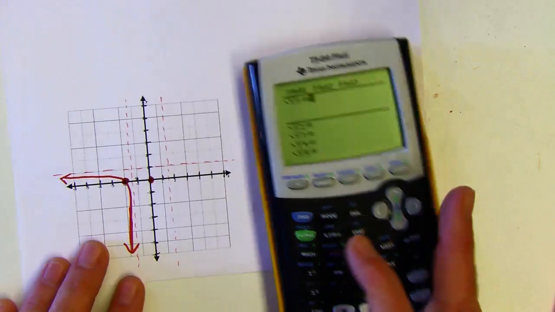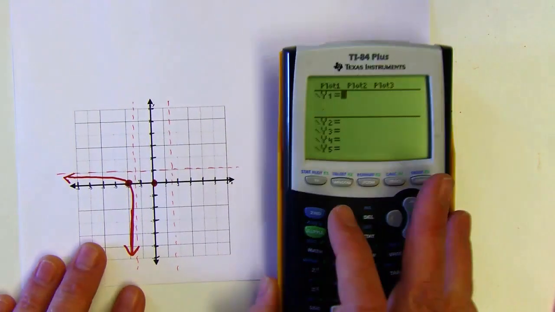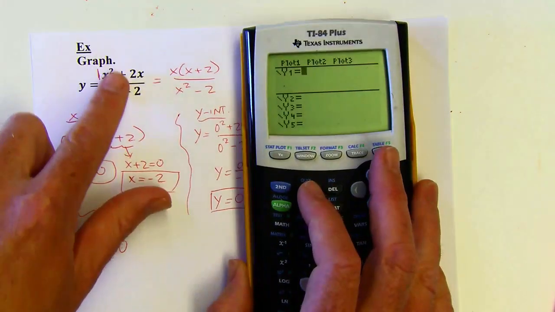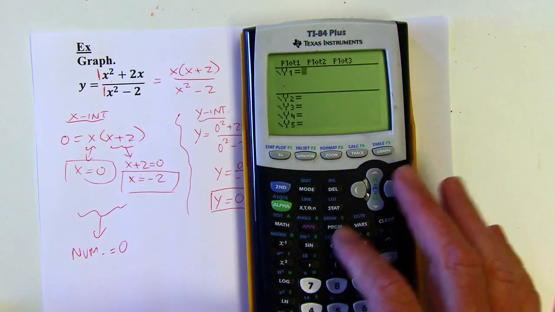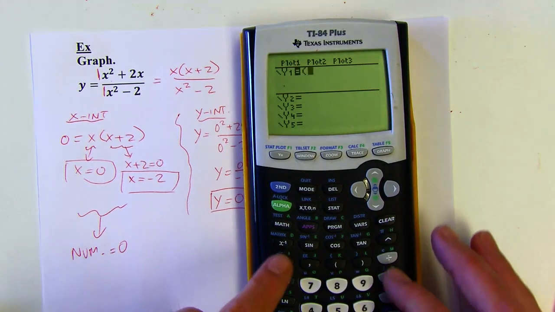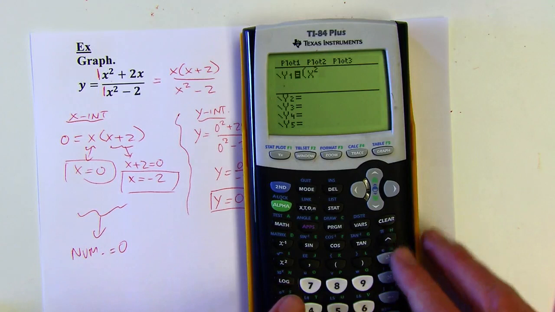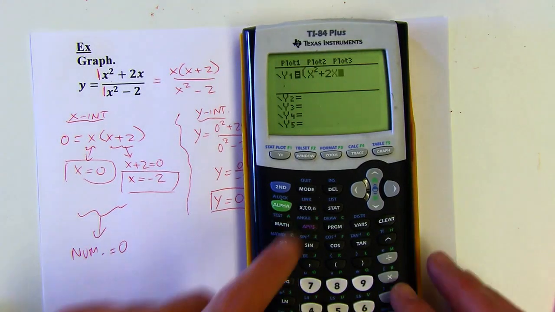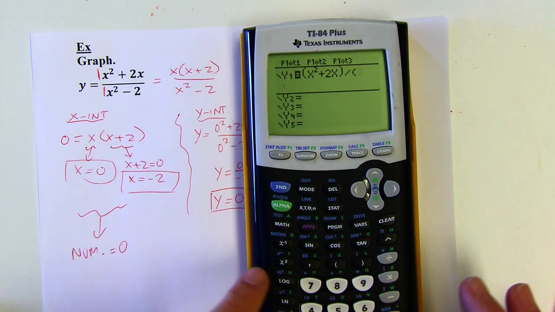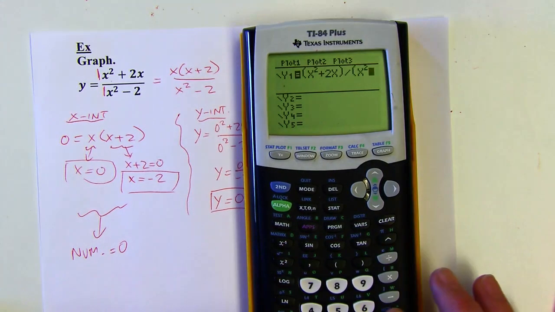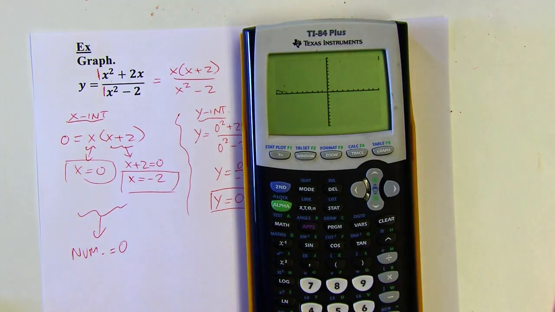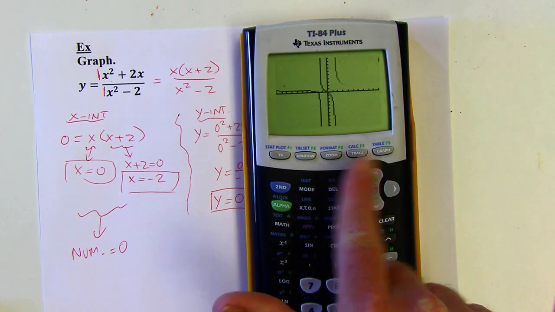So I'm going to the y equals place, and I'm going to put the non-factored version into my calculator, and I'm going to use parentheses to separate the numerator and denominator so that my calculator doesn't get confused. So I've got x squared plus 2x, close the parentheses, that's my numerator, and I'll divide that by my denominator, x squared minus 2. And I'm going to graph this. I'll hit the graph button right here. If I've got a weird zoom going in, this looks pretty good here, this zoom.